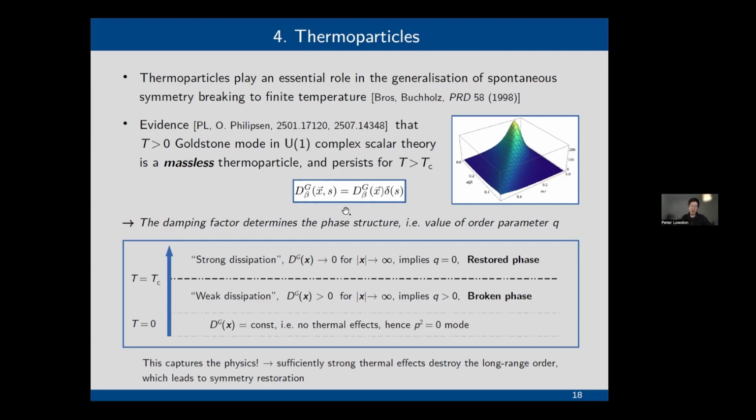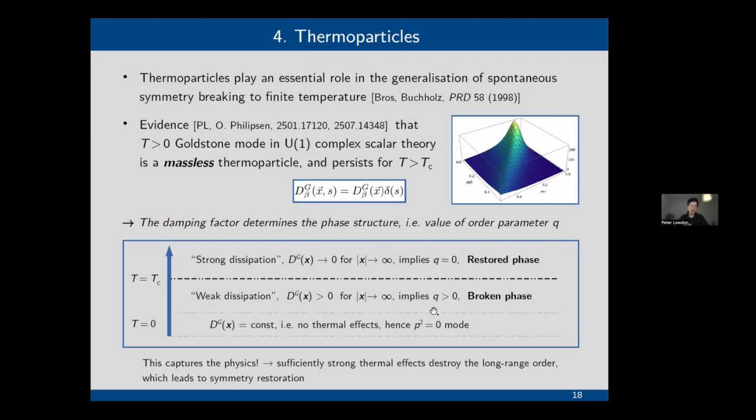So what you find is that below the transition, you have weak damping, weak dissipation. So basically this is non-zero at large distances. And above the transition, we find that this damping factor is strongly dissipating. So basically this goes to zero at large distances. And what's interesting about this is that actually this determines the value of your order parameter. This is what's discussed in these works, so go here if you're interested in the details.